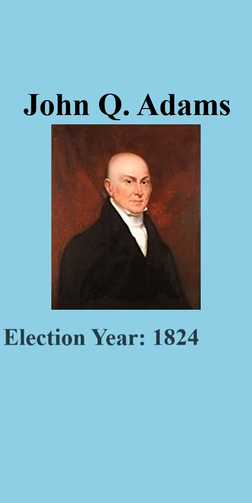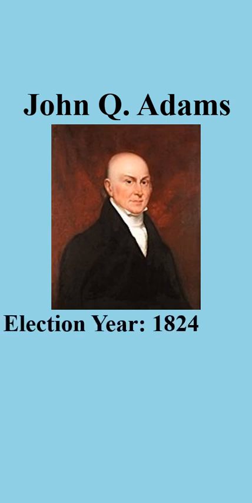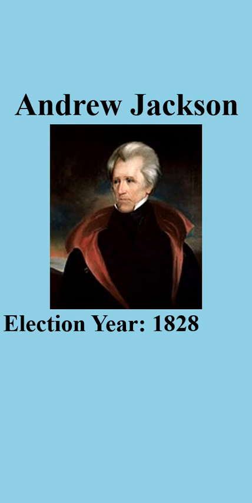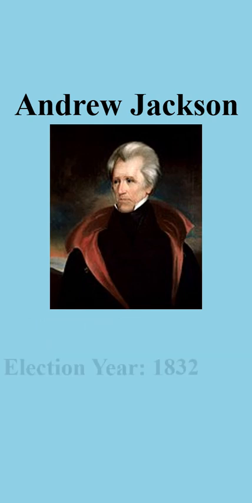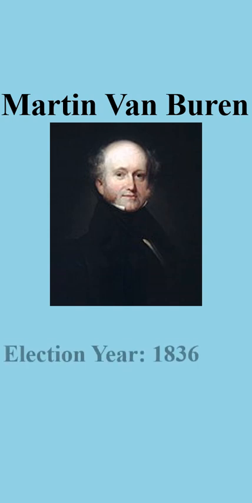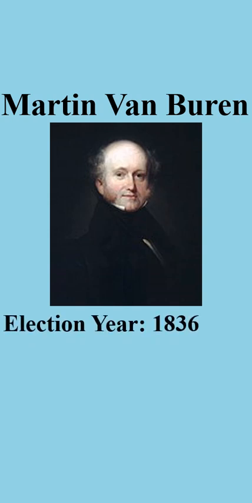John Q. Adams was the winner of the 1824 US presidential election, and the result was 84 votes. Andrew Jackson won the election in 1828 with 178 votes. Andrew Jackson again won the election in 1832 for the second time with 219 votes. Martin Van Buren was the winner of the 1836 presidential election with 170 votes.